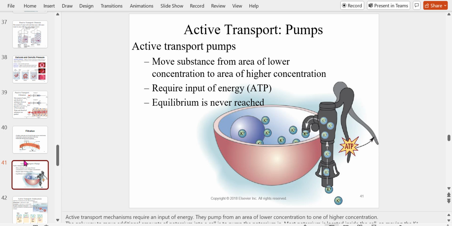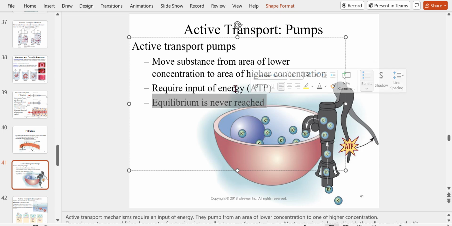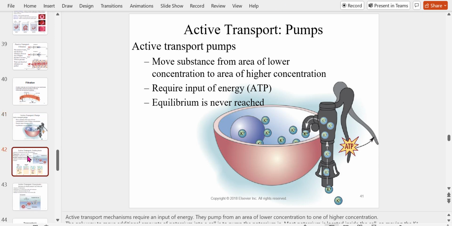Here we're moving from a low concentration to a high concentration. We're kind of going against the laws of nature here, like pushing the water up the waterfall, right? So this one is going to cost us money, and we call this active transport pumps. Moving substances from an area of low concentration to an area of high concentration requires ATP, and equilibrium can never be reached. There's no diffusion where everything is the same because you're pushing that water up the hill.